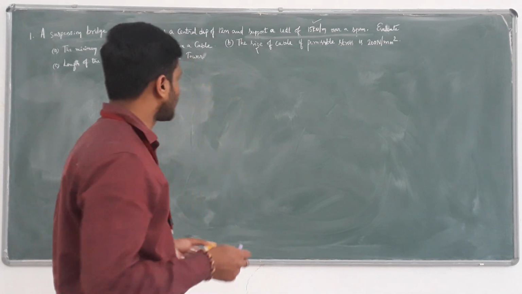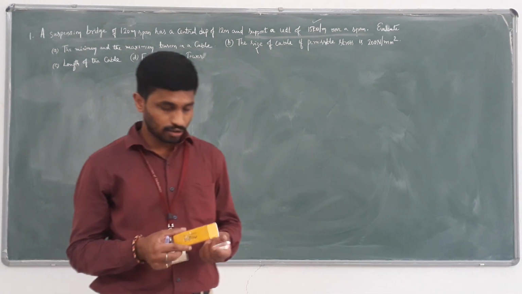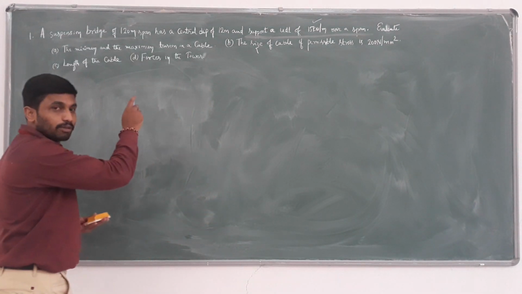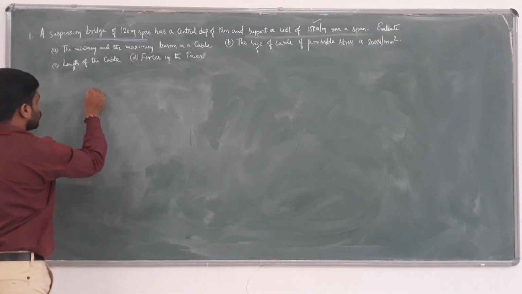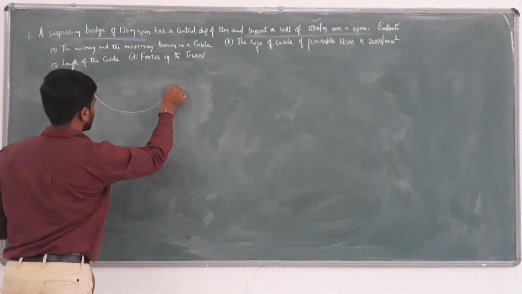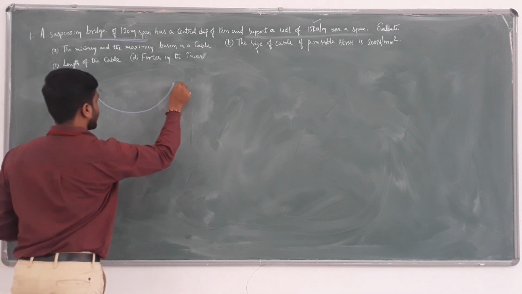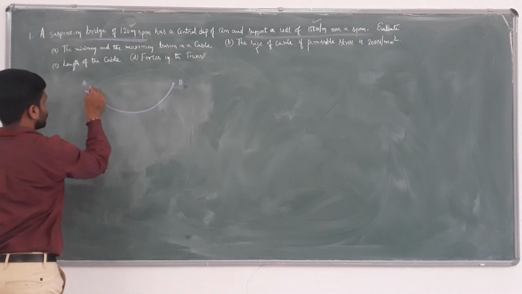In this class I am going to take one particular problem related to a suspension bridge. Now let us move on to the problem. In this problem, a suspension bridge A, B at the ends, having a span of 120 meters.